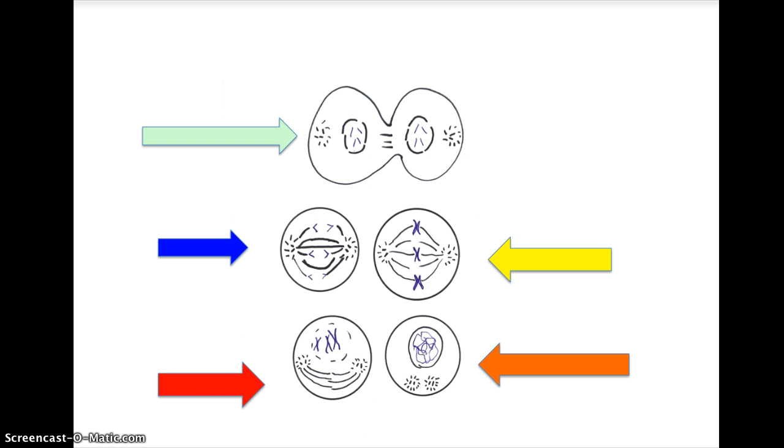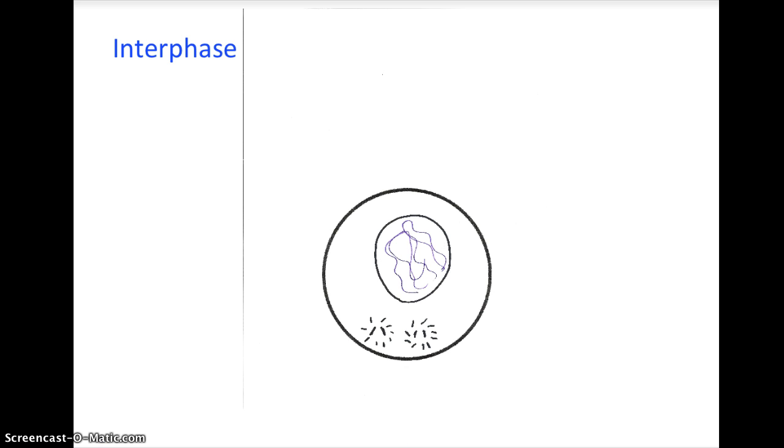Well, mitosis is a process of nuclear division that takes place in eukaryotic cells, and more specifically somatic cells, which are body cells in humans. It is divided into 5 stages: interphase, prophase, metaphase, anaphase, and telophase/cytokinesis. Here you can see a broad overview of all the stages that I'm going to be going more in depth into. The orange arrow points to interphase, the red points to prophase, yellow to metaphase, blue to anaphase, and green to telophase. So to start off, I'm going to talk about interphase.